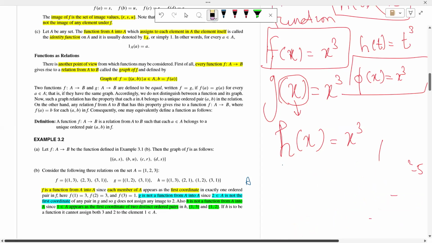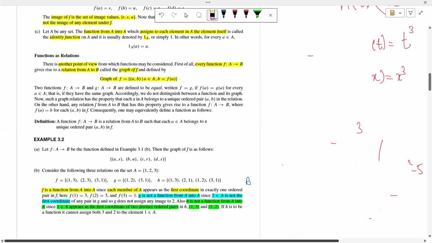Okay, our next topic is relations. Functions and relations have some similarities. Even functions we can denote by using relations. Maybe next class we will discuss relations in more detail.